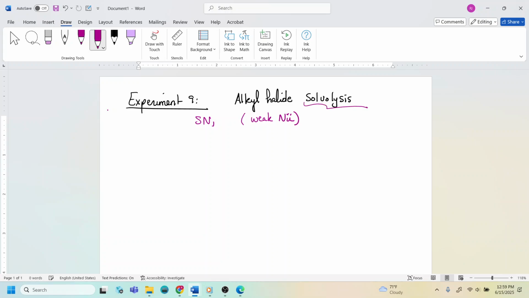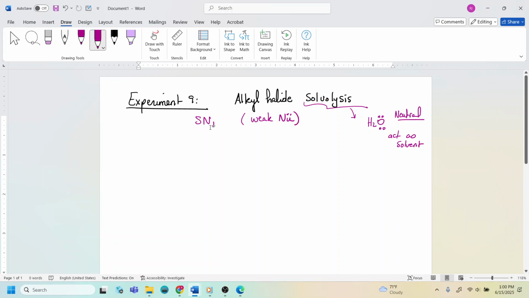So by using the term solvolysis, we can use an example, water, okay? Water is a nucleophile that is weak because it is neutral, and at the same time, it can act as a solvent as well. So water is a nucleophile and a solvent at the same time, and this is what solvolysis means: using a weak nucleophile that acts as a solvent.